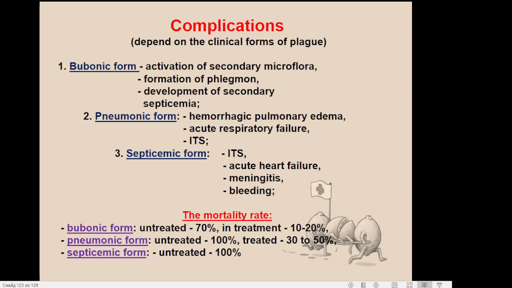Complications may be different, of course. Main complication: death due to infectious toxic shock. Different variants of polyorgan insufficiency, maybe heart failure, maybe meningitis, maybe DIC. So practically all fatal complications that you know, you may attribute to the plague.